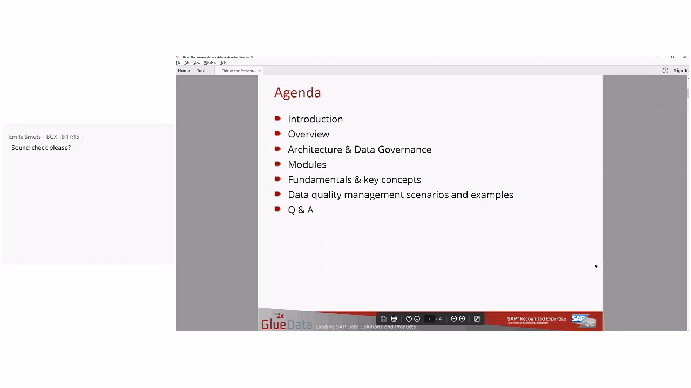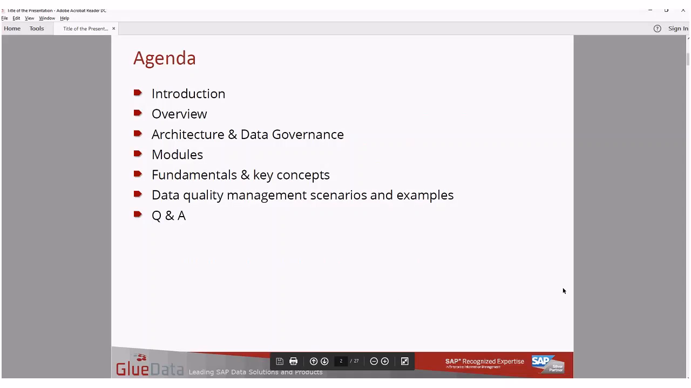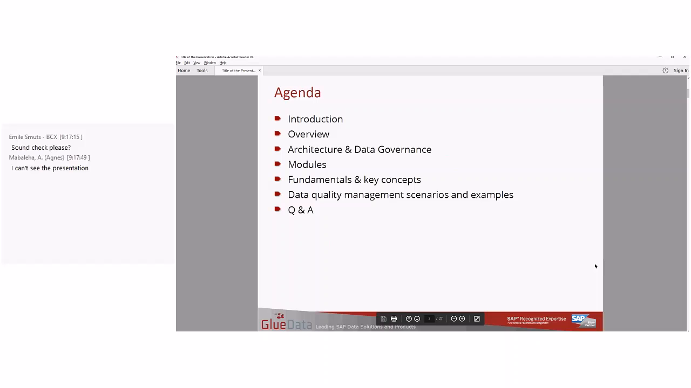We're then going to go into some of the high-level architecture and data governance principles, and exactly how Information Steward, or IS, fits into that. We're going to look at the core modules of IS, that's the functionality, and also some fundamentals and key concepts: things we've learned over time that might provide value in your current solutions if you have it in place, but are also very important to know before you start. And those two items will hopefully lead into some practical demonstration, looking at IS itself.